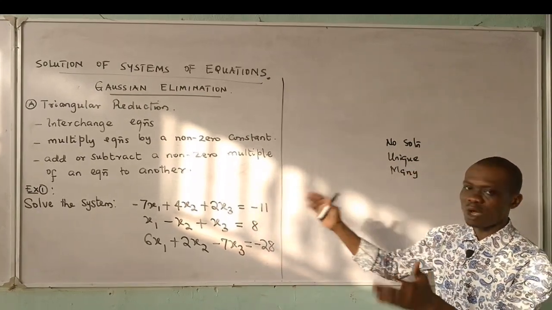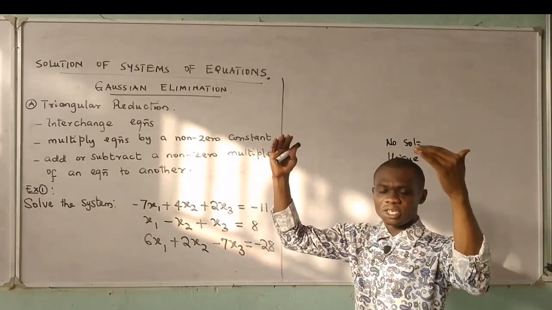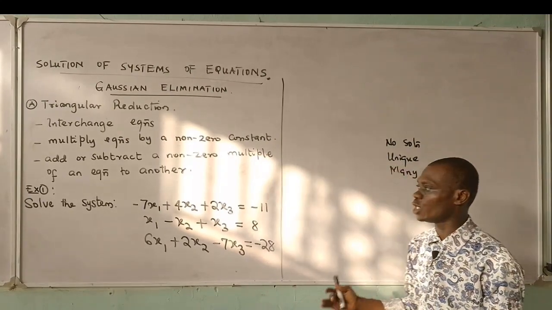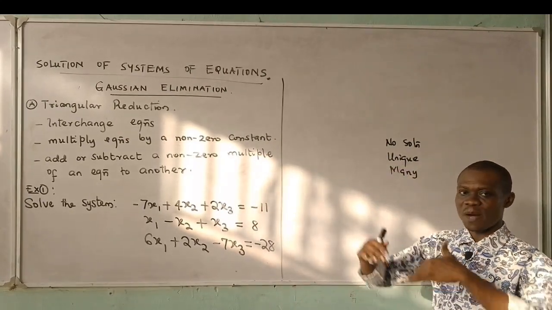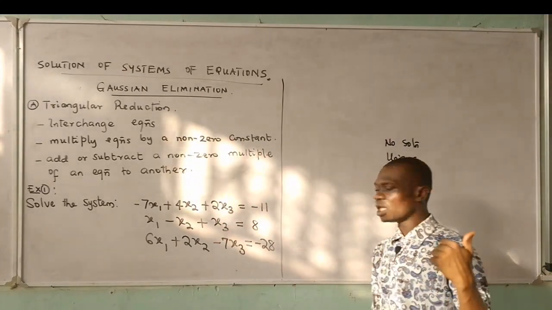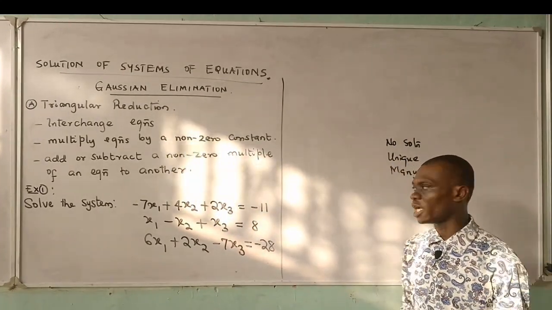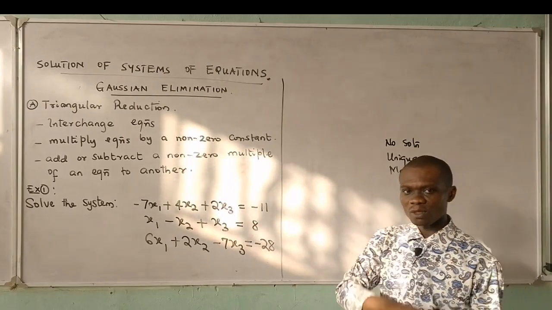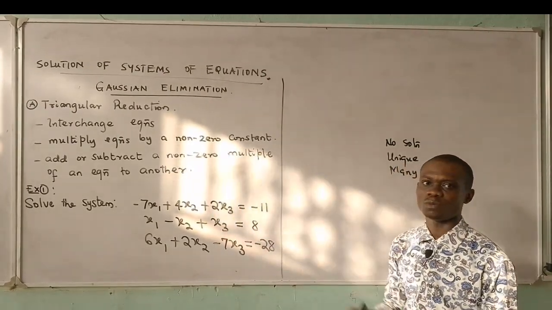Then we saw an example where the reduction was already done, and so we were just expected to do the backward substitution, which we have done. If you have not seen the video I'm talking about, kindly check the video before this.